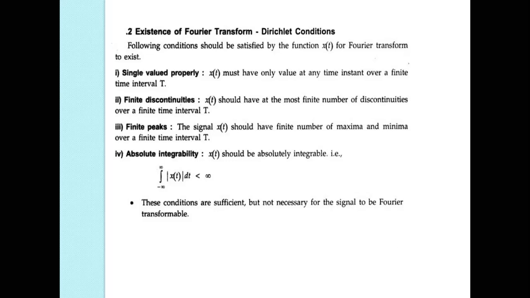So we already explained with the graphical representation when we can call it a single valued property, with finite discontinuities, finite peaks, and absolutely integrable. These all hold over a finite time interval t, and these conditions are sufficient but not necessary for the signal to be Fourier transformable.